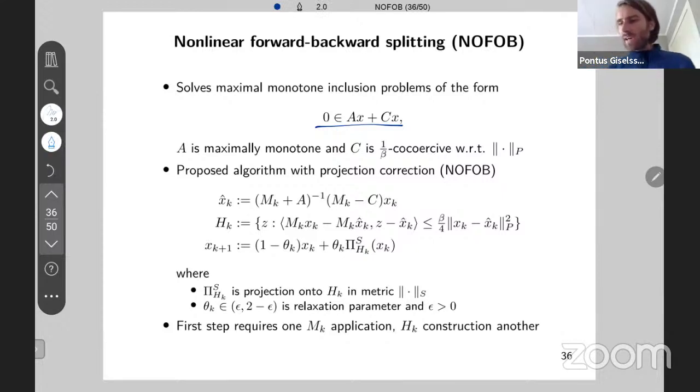So let's now look at what are the computations required for this algorithm. First, we do a forward-backward step. For that, we need to apply mk to xk. So we need one such application. And in order to construct this hk, we also need to apply mk to x hat k. So we need to evaluate mk at 2 different points in the space.